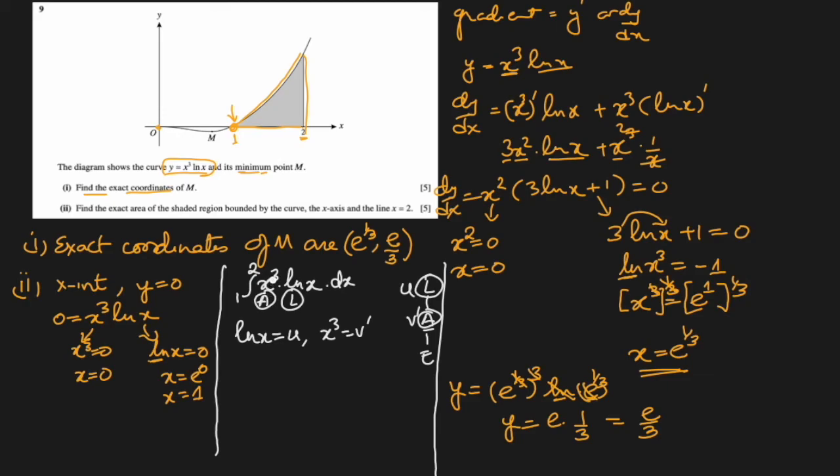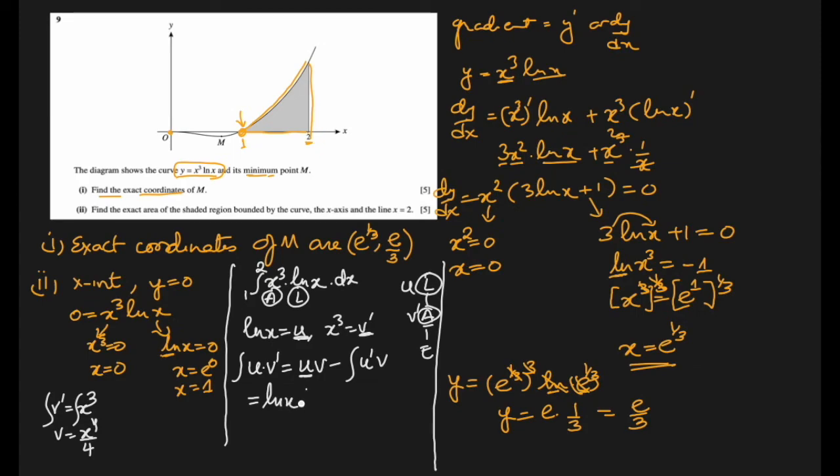Now if I write it again, x cubed is v prime, so the integration of u v prime is uv minus the integral of u prime v, right? We know u, so this u we can write as ln x. Do we know v? No, we know v prime. So if v prime is x cubed, integrate both sides to get v. So v is x to the power 4 over 4.